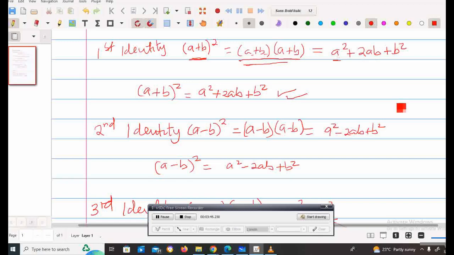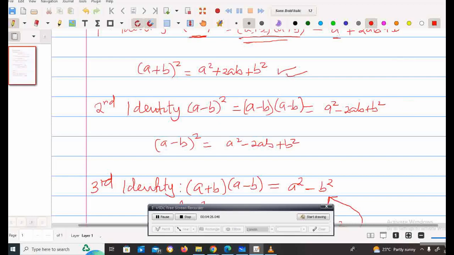Then we have our second quadratic identity, which is a minus b squared. It will be the same as a minus b into a minus b. This will give us a squared minus twice ab plus b squared. The difference between the first identity and this second identity is that the first is a plus b squared and the second is a minus b squared. In the final expanded form, the first sign after a squared is negative. That is the only difference: a squared minus twice ab plus b squared.